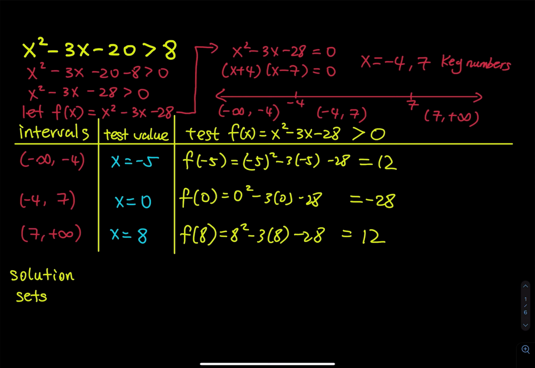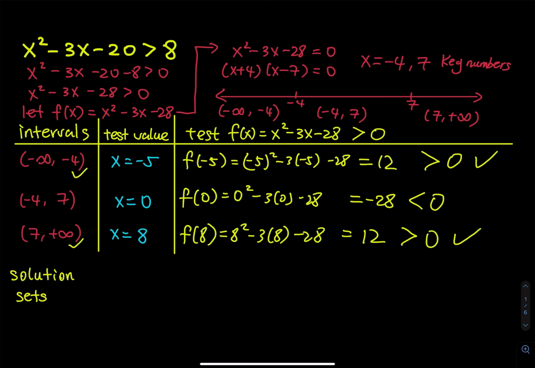Now, which one are we looking for? Let's read the problem again. Do you see the second line? We have the quadratic expression greater than 0. Then you have to tell me which one of the results is greater than 0. The answer is: 12 is greater than 0, and 12 is greater than 0. So we are taking this, and we are taking that. Negative 28 is negative. We are not doing less than 0, we are doing greater than 0. So we do not consider the interval in the middle, and we take those two intervals to write the solution set.